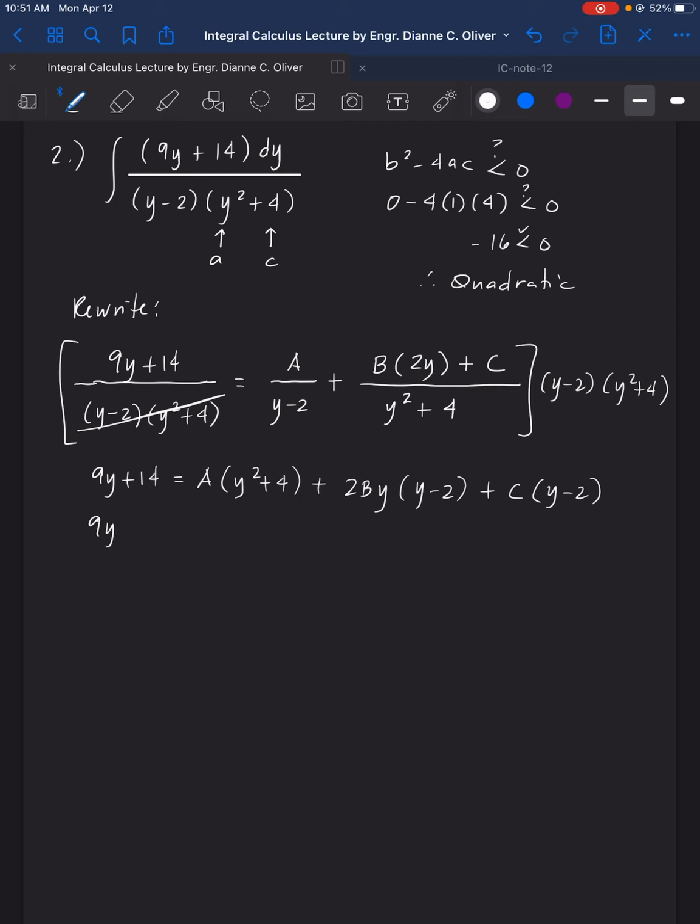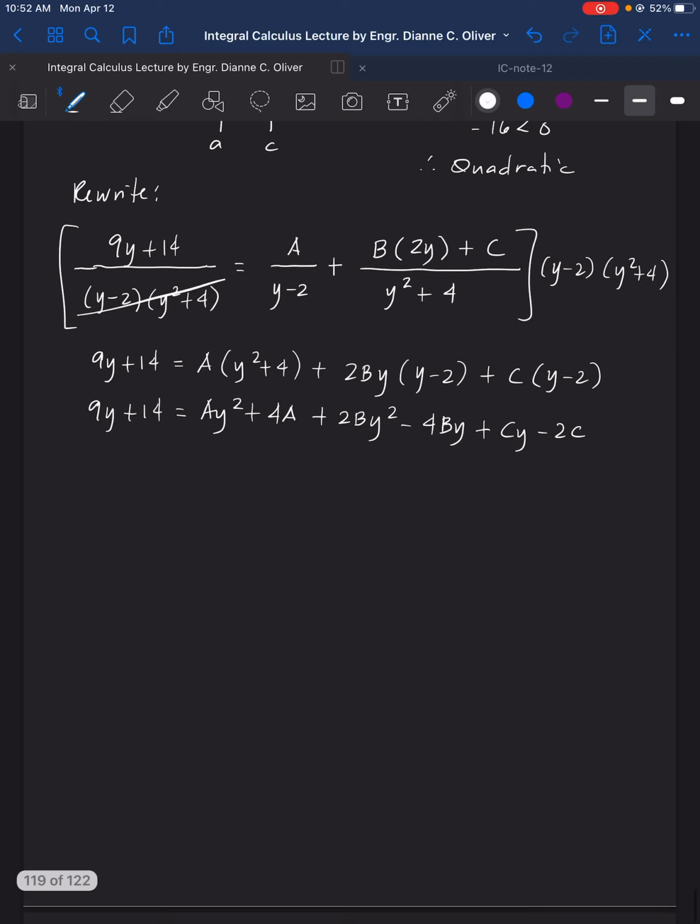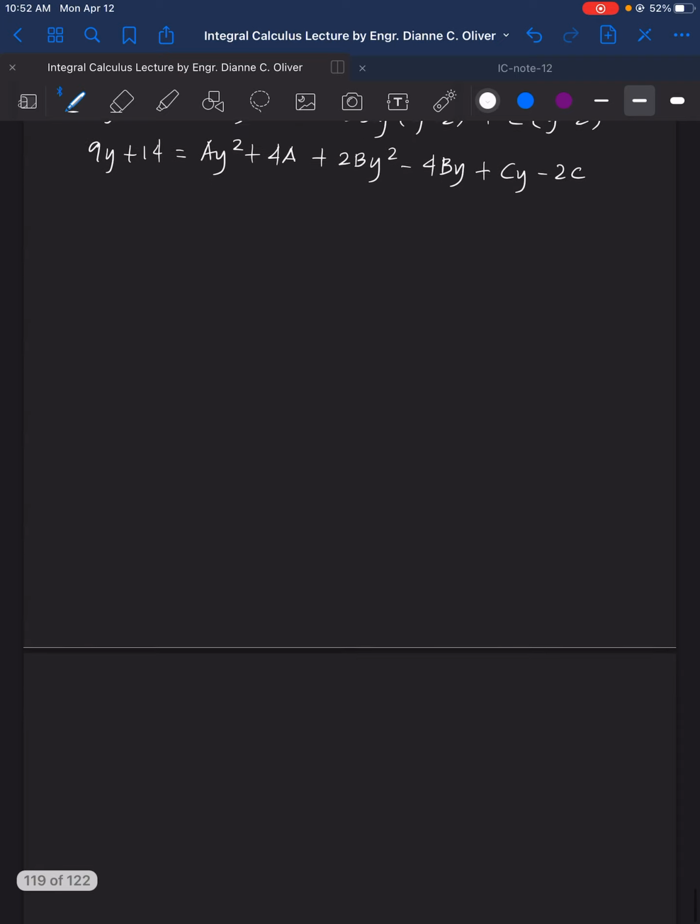Okay, distribute again. 9y + 14 equals Ay² + 4A, oops, it's not 14, it's 4A, plus 2By² - 4By + Cy - 2C. Okay, so we cannot simplify this anymore. Let's concentrate here.